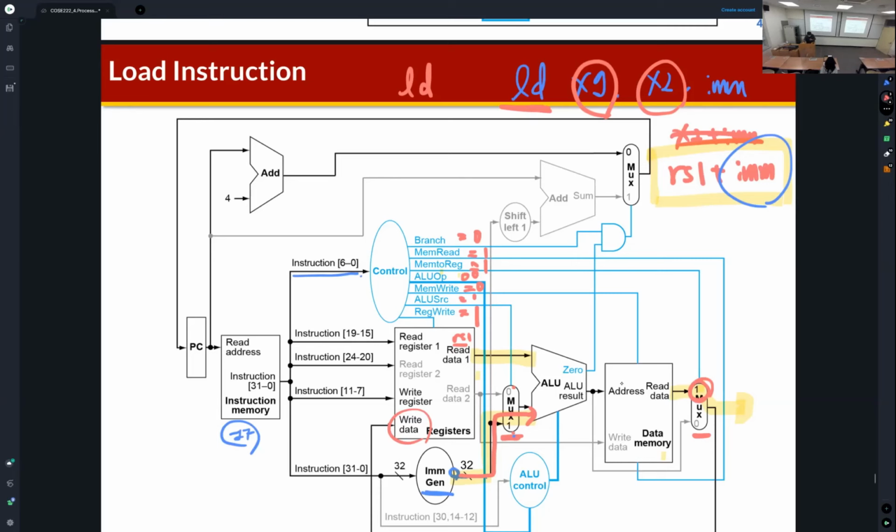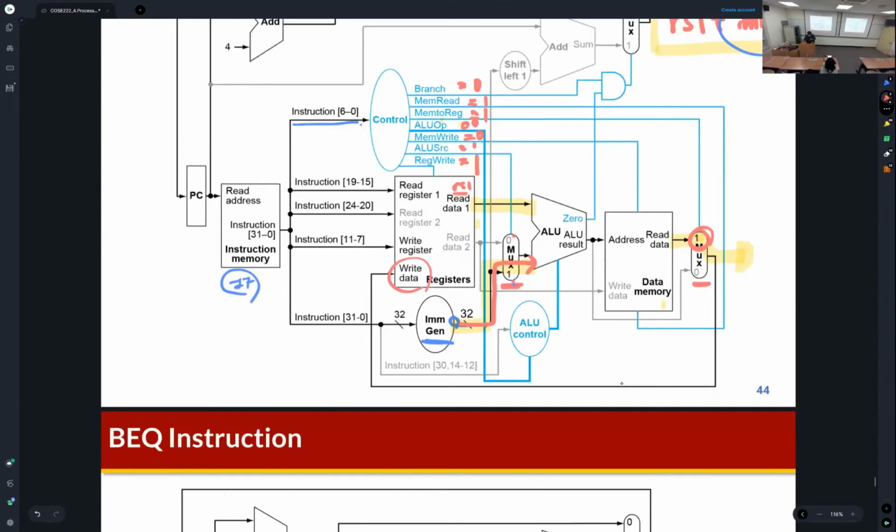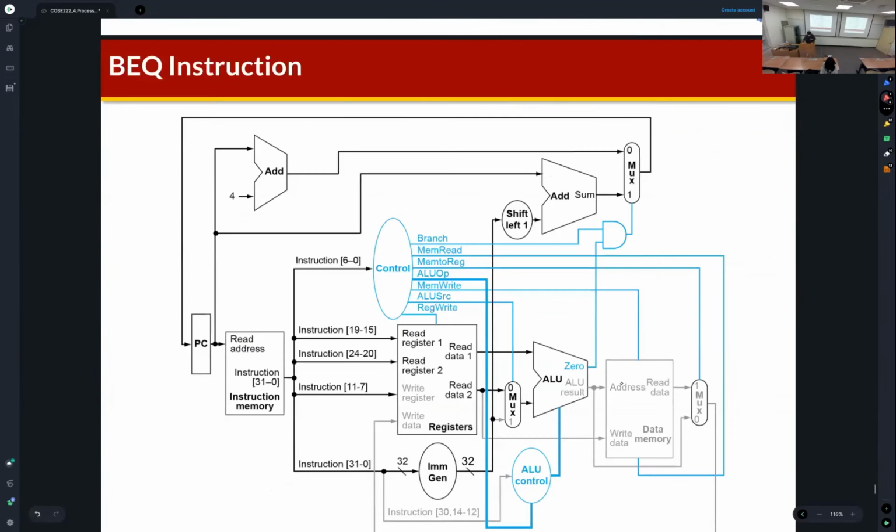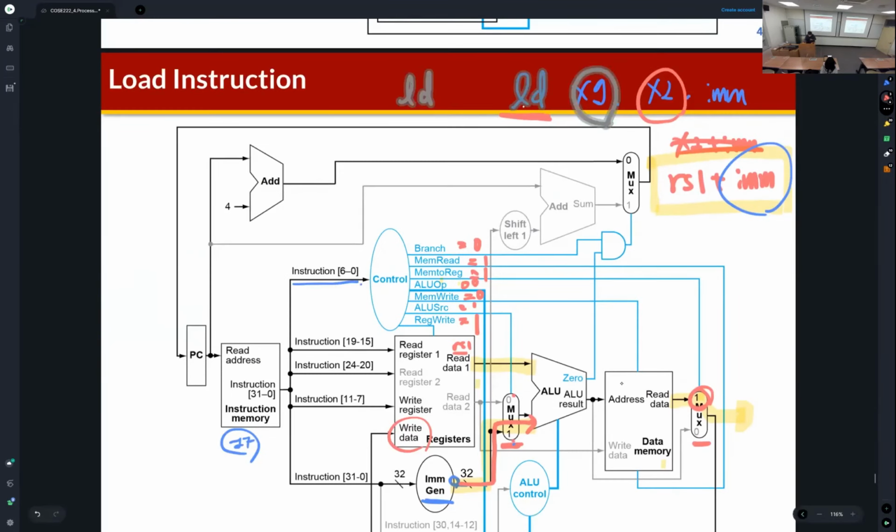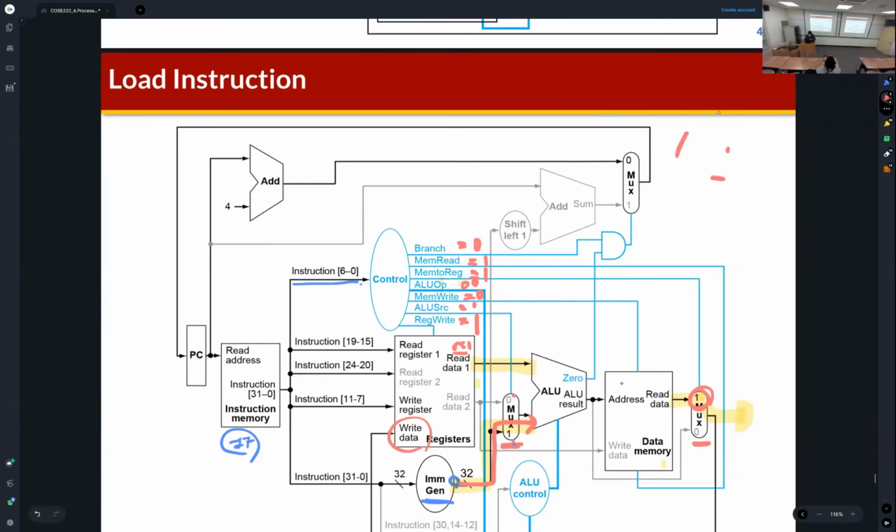Okay, so that is the load instruction. Now, if the current instruction is the store instruction, like store x1, x2, and immediate, what is different? We checked the control signals of the load instruction, but if the current instruction is the store instruction, then what is different?